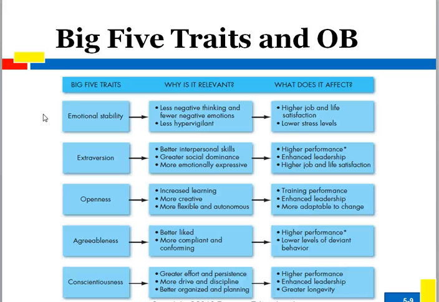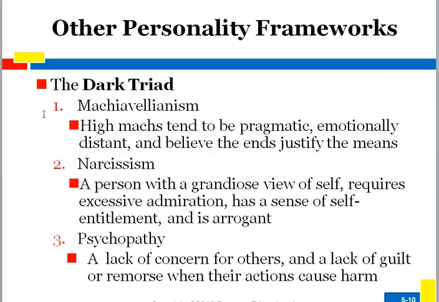Conscientiousness: greater effort and persistence, more drive and discipline, better organization and planning is what's relevant in this, and that's definitely going to enhance performance, enhance leadership, and bring greater longevity in the company. So we want people that care about their work, care about themselves, and care about others. So these are the Big Five traits and how they relate to organizational behavior.